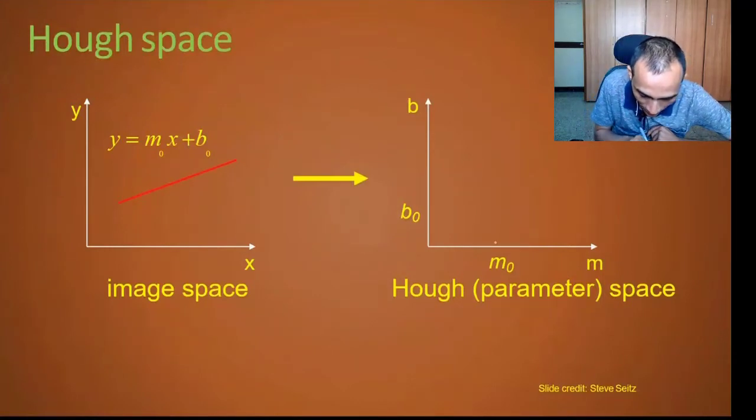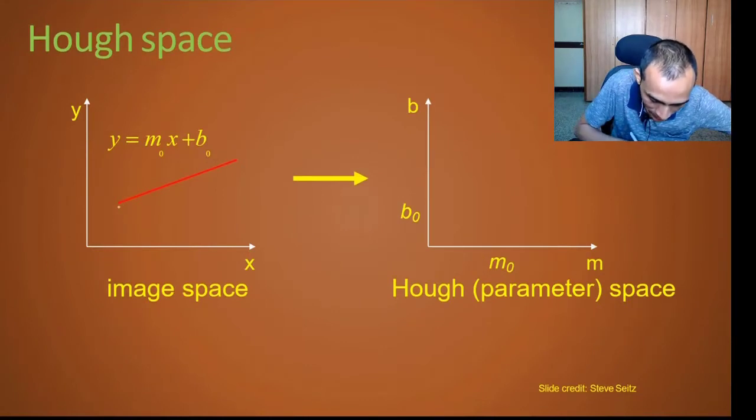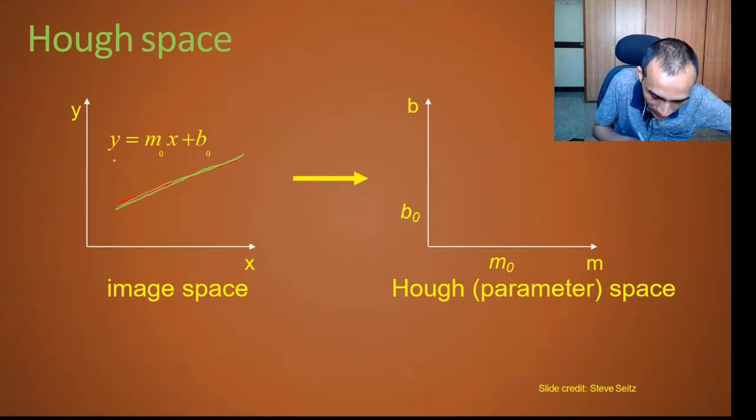For this, we'll have to work in two spaces. One is our image space, our standard image space in the spatial domain. Let us say we have x and y coordinates in two dimensions, and there is a line in the image where you have found the edge points. Let us denote it by y equals m naught x plus b naught. So that line has a particular slope m naught and intercept b naught.